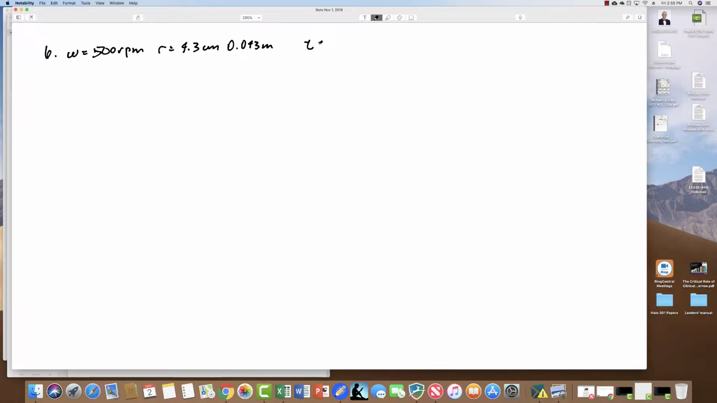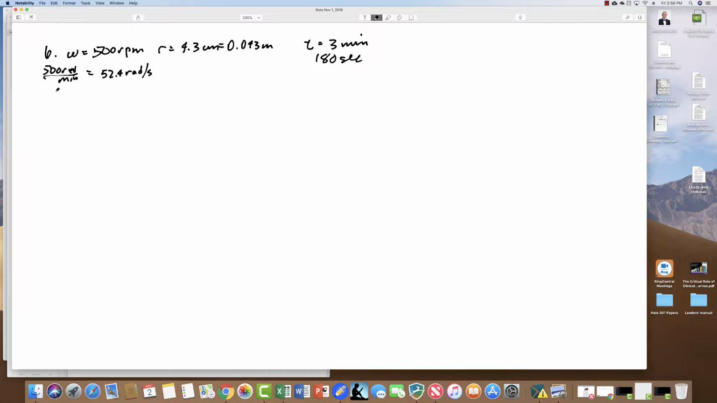T equals 3 minutes. Now let's do some changes here. We want 180 seconds here. This is good. I already did this change. And then 500 revolutions per minute is going to equal 52.4 radians per second.